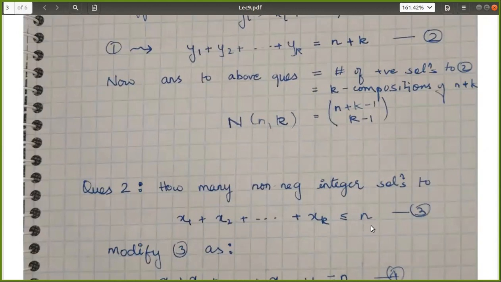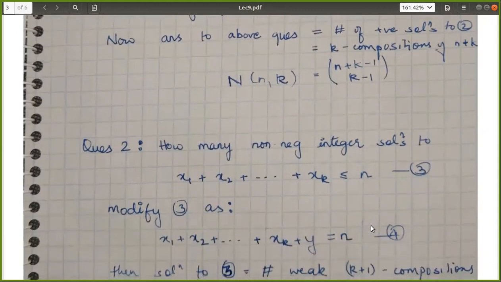Well, one smarter way is to again modify the equation and put a new variable y here, which takes care of the deficit. And then make this into an equality. So now the number of variables I have here is k plus 1. This is n. And since I'm still finding the non-negative integer solutions for this new equation, I have to really find the number of k plus 1 weak compositions of n.